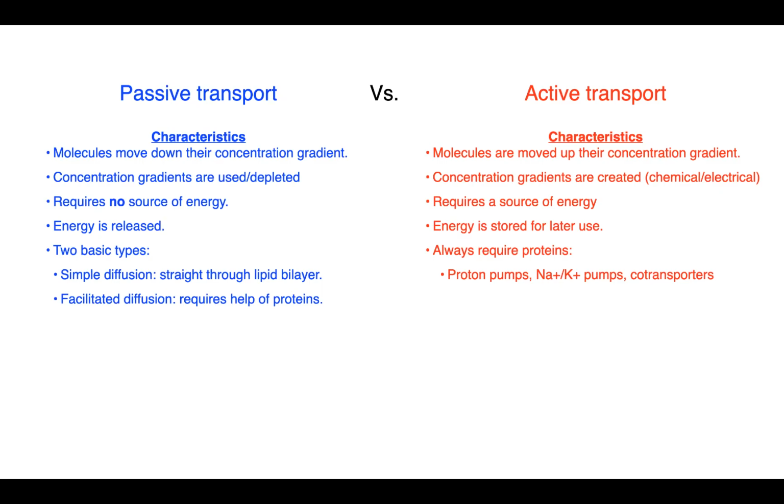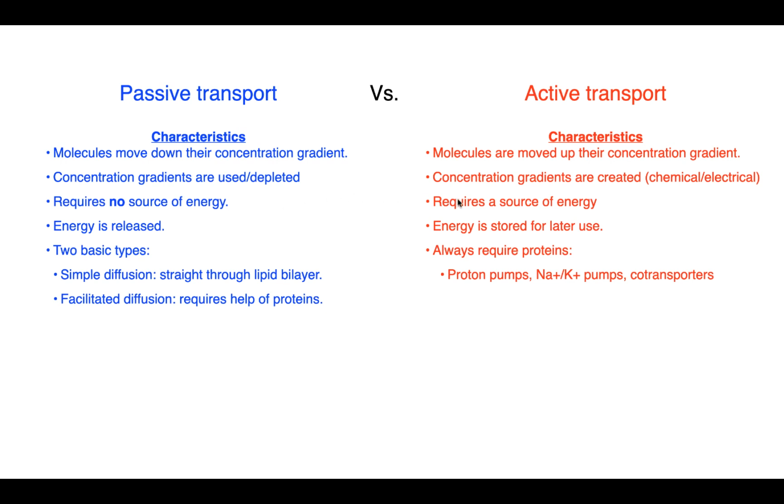So in the end, here we have the characteristics of passive transport compared to that of active transport. Passive, molecules are moving down their concentration. Active, molecules are moving up their concentration. In passive transport, concentration gradients are being depleted. In active transport, they are being created. In passive transport, this use of a concentration gradient doesn't require any energy. In fact, energy is released.